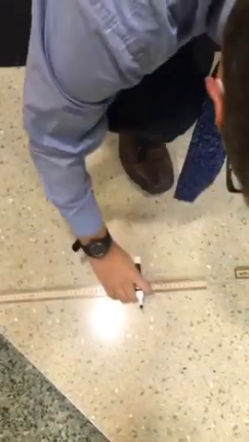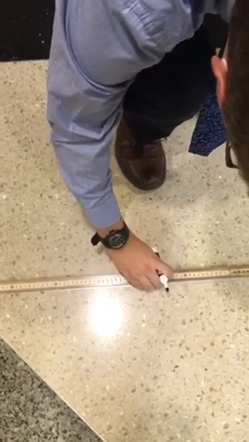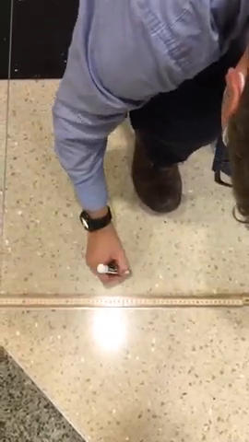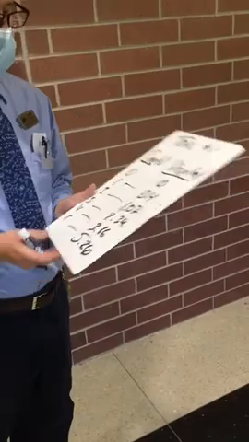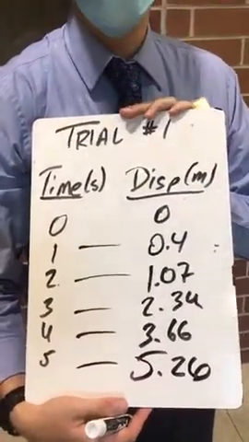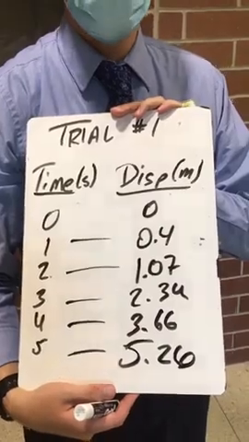3.66 meters? One, two, three, four, five point... And students, notice that we're actually measuring that instead of just guessing what it was. 5.26 meters. All right, so you're going to want to put these in the trial 1 section of your lab.